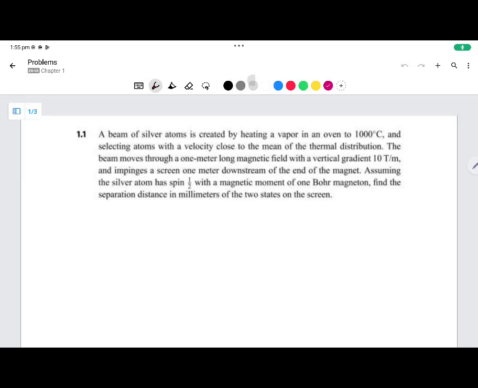Okay, so what is asked in this question from the first chapter of Sakurai is this, that there is a beam of silver atoms created from an oven which has a temperature of 1000 degrees centigrade, and it selects some particular atom which is near the mean thermal distribution. So we know the velocity, we know the temperature, we can actually find the velocity from that.